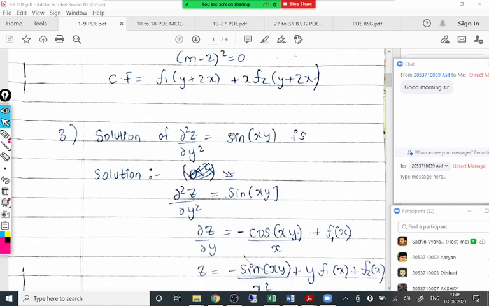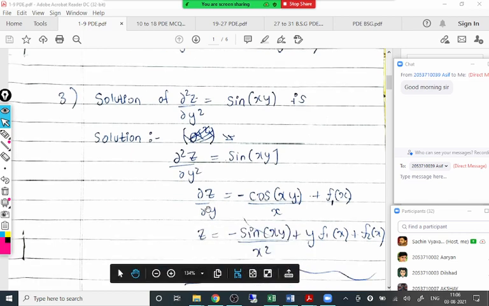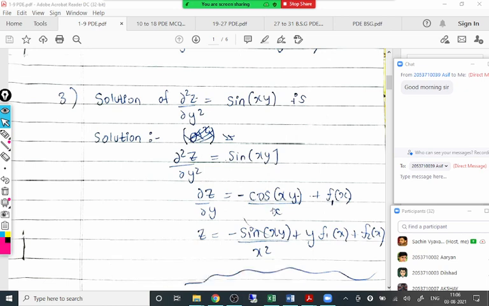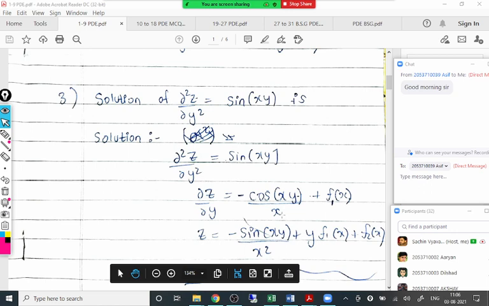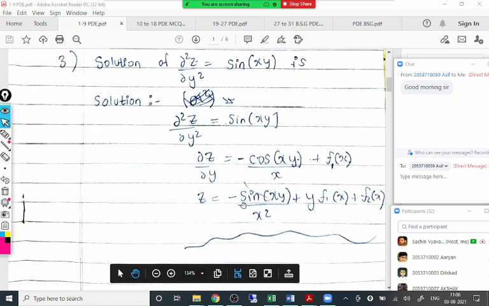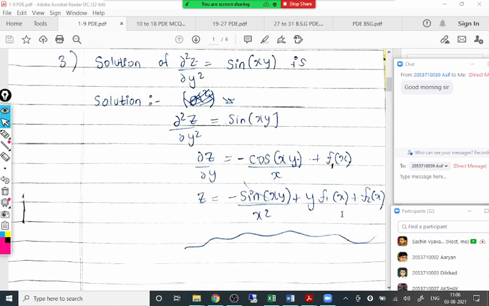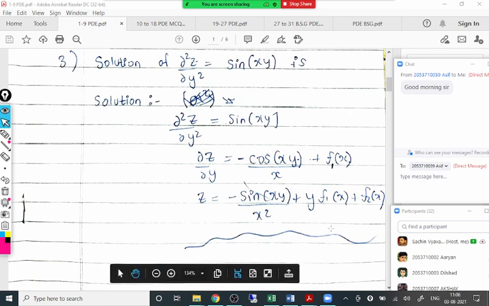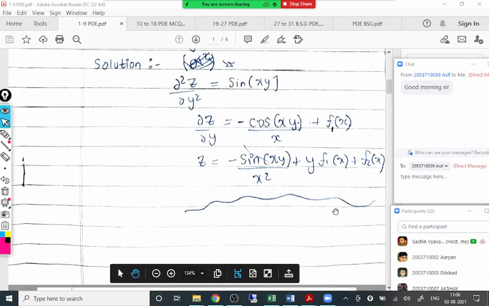So integrating this differential equation with respect to y, ∂²z/∂y² leaves only ∂z/∂y, and the integration of sin is minus cos(xy) upon x. That's correct, because we have treated x like a constant, and the constant of integration is taken as f1(x). Again integrating with respect to y, and it's written correctly. So the answer is correct again. If anyone has a doubt, you can ask. That was the third question, and it is on direct integration.